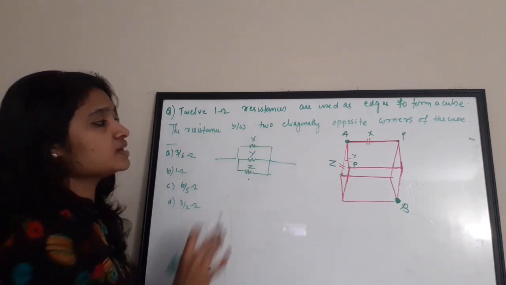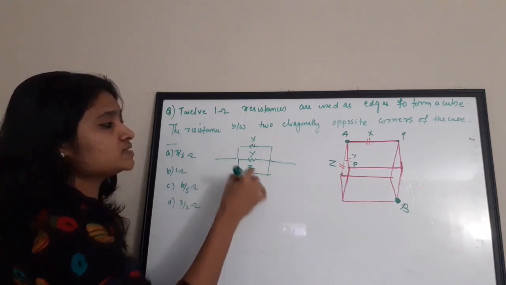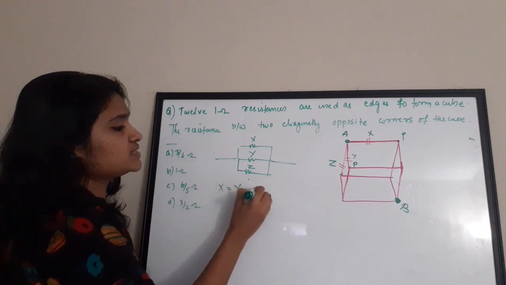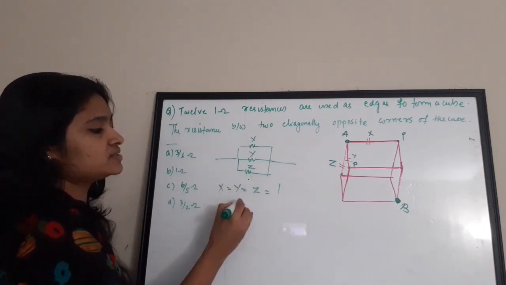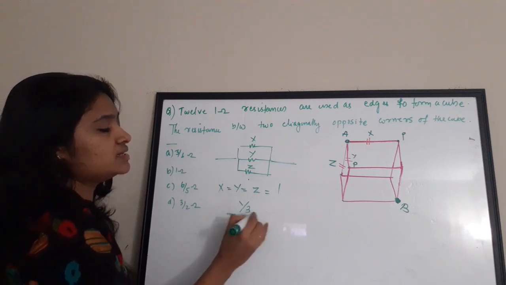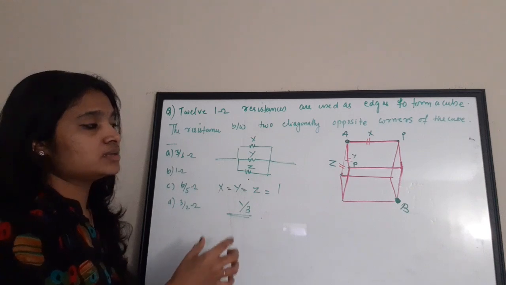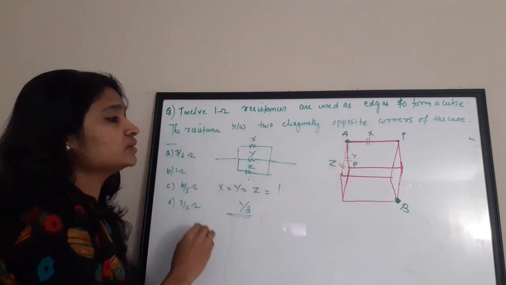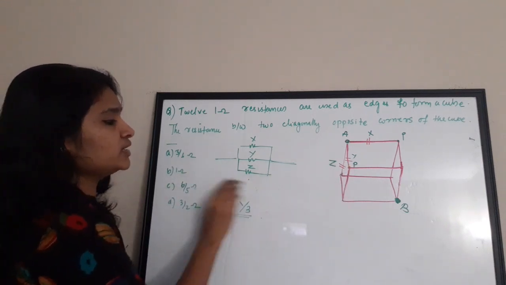These three resistors are in parallel connection, and all the resistors have the value X equal to Y equal to Z equal to 1. So the equivalent resistance is 1 by 3 for these three resistors. Okay, so now we have the equivalent resistance of these three. Now let us consider the next point B.